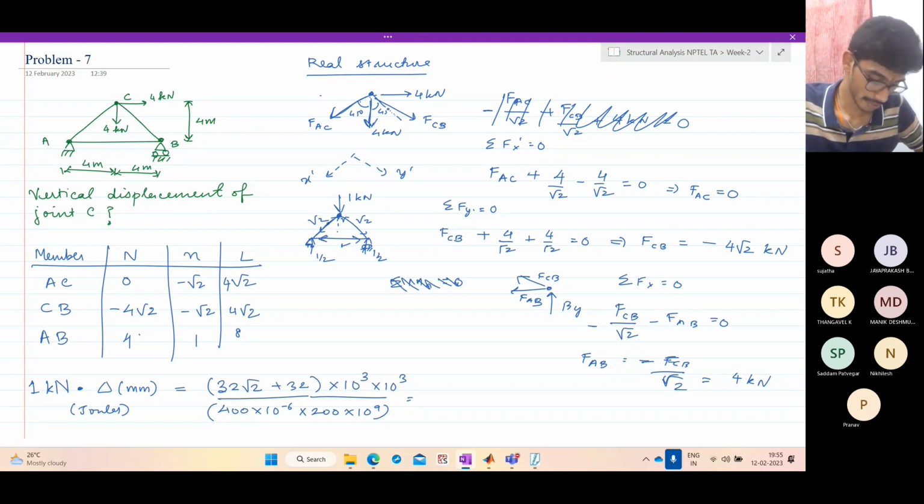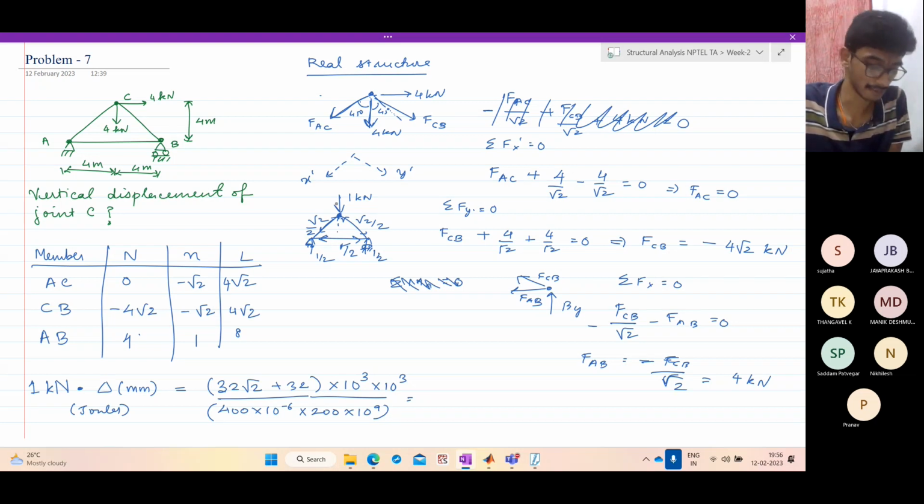So this is 2, 1. Oh, right. There are 2 members connecting at this point. So this is only half. So half's component is root 2 by 2. So this is by 2. This is also by 2. And this is 1. So you get, yeah, so this, let me check. This will be 1 by 2.